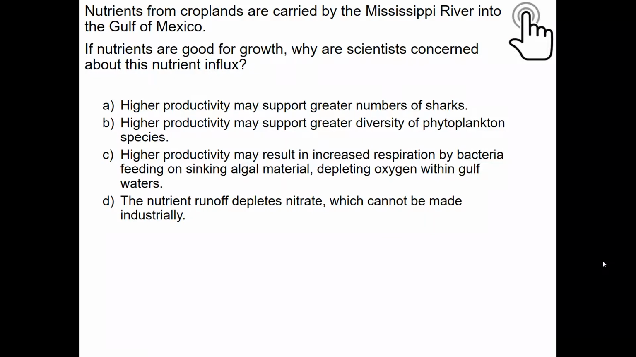Nutrients from croplands are carried by the Mississippi River into the Gulf of Mexico. If nutrients are good for growth, why are scientists concerned about this nutrient influx? A. Higher productivity may support greater numbers of sharks. B. Higher productivity may support greater diversity of phytoplankton species. C. Higher productivity may result in increased respiration by bacteria feeding on sinking algal material, depleting oxygen within Gulf waters. Or D. Nutrient runoff depletes nitrate, which cannot be made industrially. So pause the video and answer the third question below.